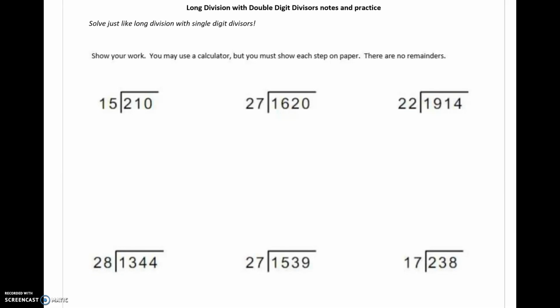All right, so this lesson's really similar to the previous one, except this time it's long division with double digit divisors. So that means there's two numbers right over here to the left of the box, okay? So it works the same way. It's the same exact steps.